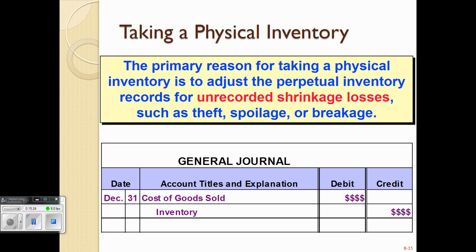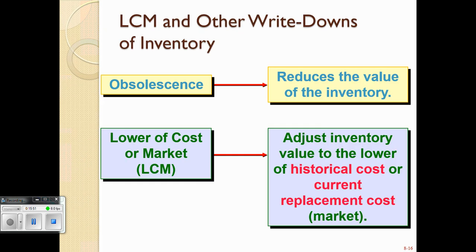The reason why you have to do that is you do get shrinkage, things such as theft, breakage, what have you. Sometimes your book even uses the term normal inventory shrinkage. I kind of hate that term because it kind of assumes that, oh, we're going to lose some and some are going to get broken and some are going to get stolen. But we have to be realistic and realize that those things do occur from time to time, and we do need to write down our inventory.